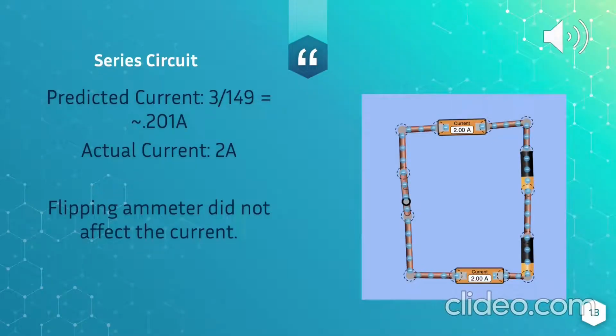First, I'm going to start off with the series circuit. You can see that I predicted a value of the current by taking the voltage and dividing it by the total resistance to get a value of roughly 0.201A. However, you can see by the ammeters displayed in the diagram that the actual current was 0.2A. It was very close to what I predicted. And when I flipped the ammeter, it did not affect the current because it still remains a closed circuit.